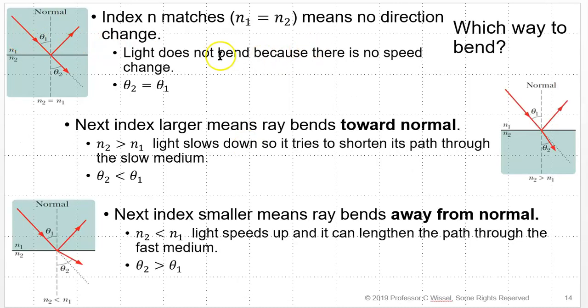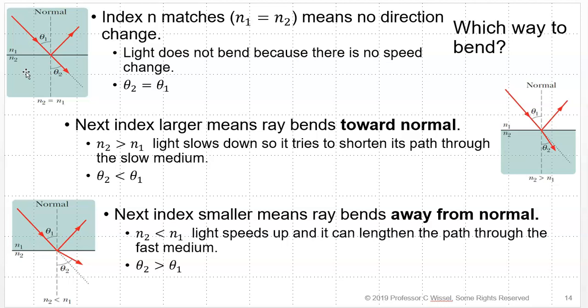We're going to take 3 different examples. So it's coming from the medium of n1 and going toward the medium of n2. We're going to ignore the reflected rays because we've already done that. We only care about the refracted rays. Okay, the first and the easiest thing is n1 equals n2. So this means these two mediums are the same. They have the same index of refraction.